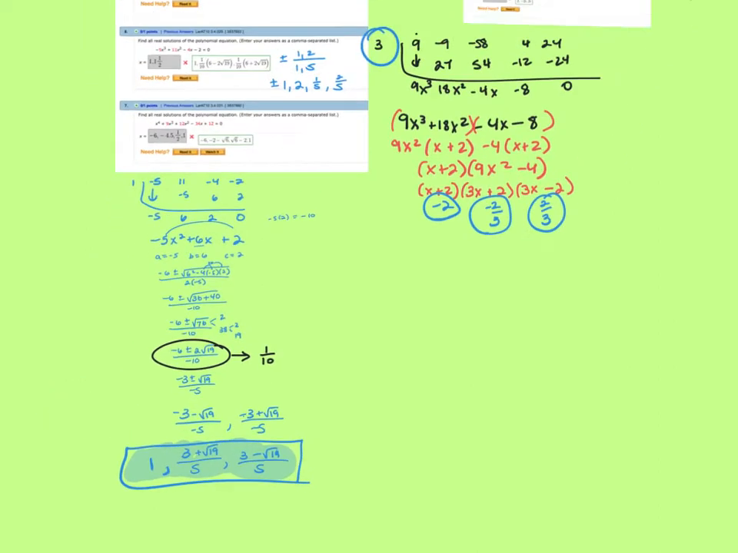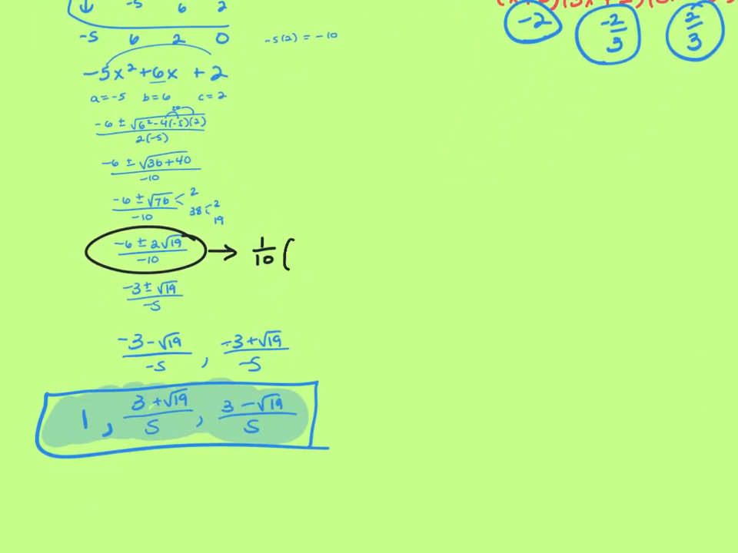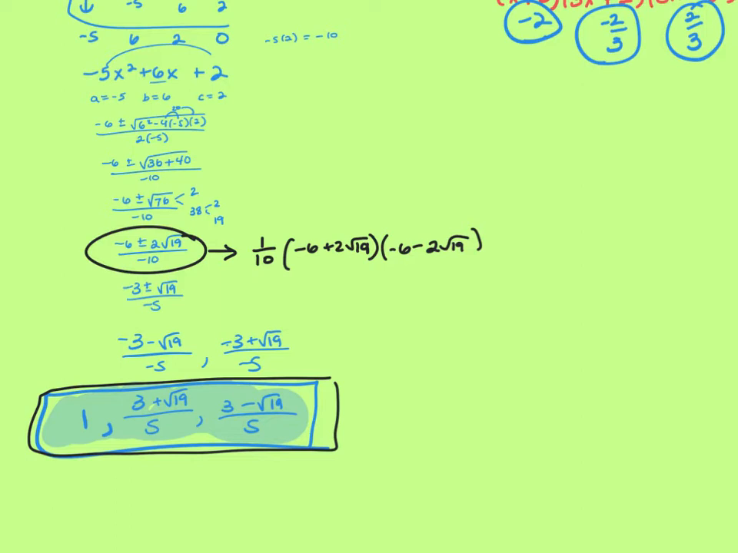To take out a negative 1/10? No, 1/10. And then it was -6 plus 2 root 19, and then 1/10 of -6 minus 2 root 19. But I am good, again, with this. You can leave it in fraction form. You don't need to pull that fraction out.